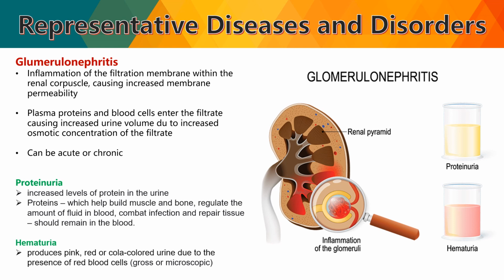Kapag sinabi nyo namang microscopic, yung typical color of urine, and makikita nyo lang yung mga red blood cells with the help of your microscope. So that's the difference of the gross and microscopic hematuria. Okay? So guys, kapag nagkakaroon na ng hematuria, it actually gives you the idea, lalo na kapag kaya na cola-colored. So pag sinabi mong cola-colored, medyo paitim na yung kulay ng inyong urine, ibig sabihin malaki na yung sira or damage ng inyong kidneys.